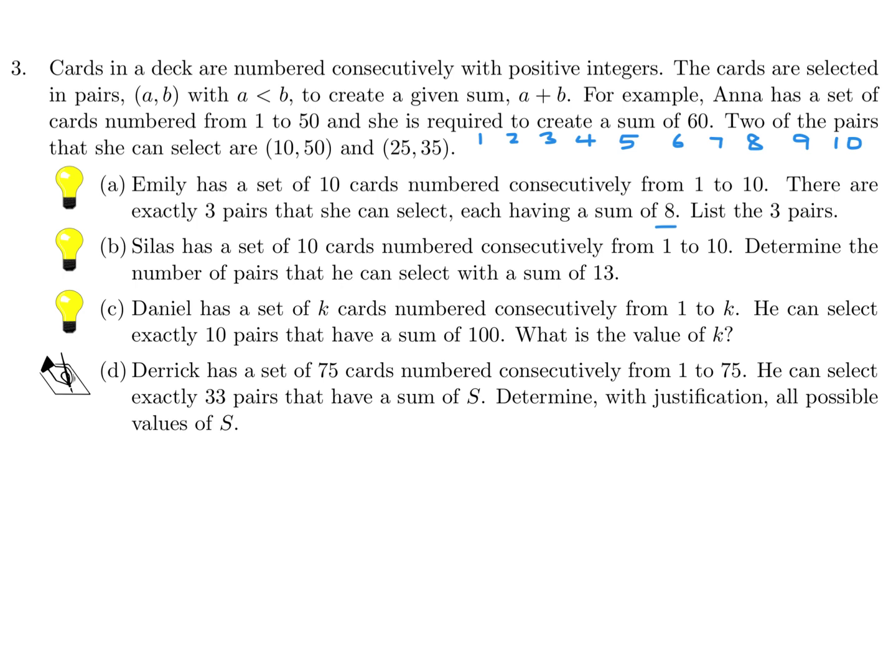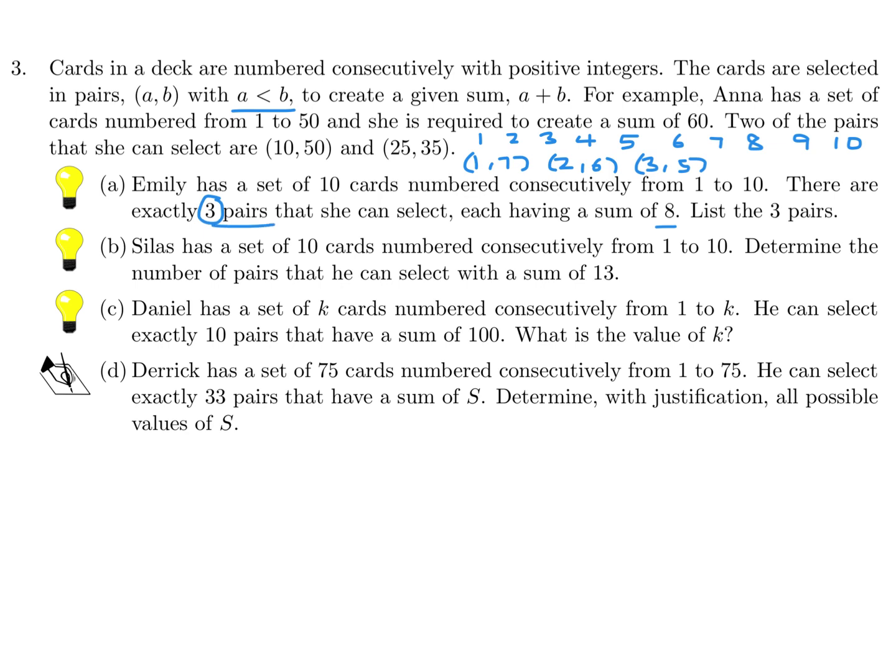Okay, so let's see. We can have a 1, 7, a 2, 6, a 3, 5, and I think that's it. Because you have to keep in mind that A has to be less than B. So that's one of the important things to remember. And that's it. So there's basically 3 pairs, and those are the 3 pairs.